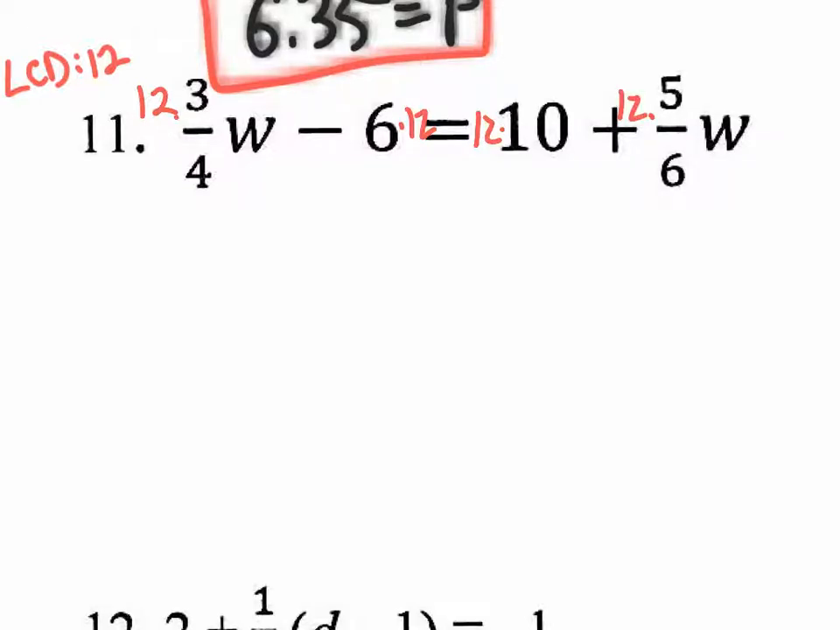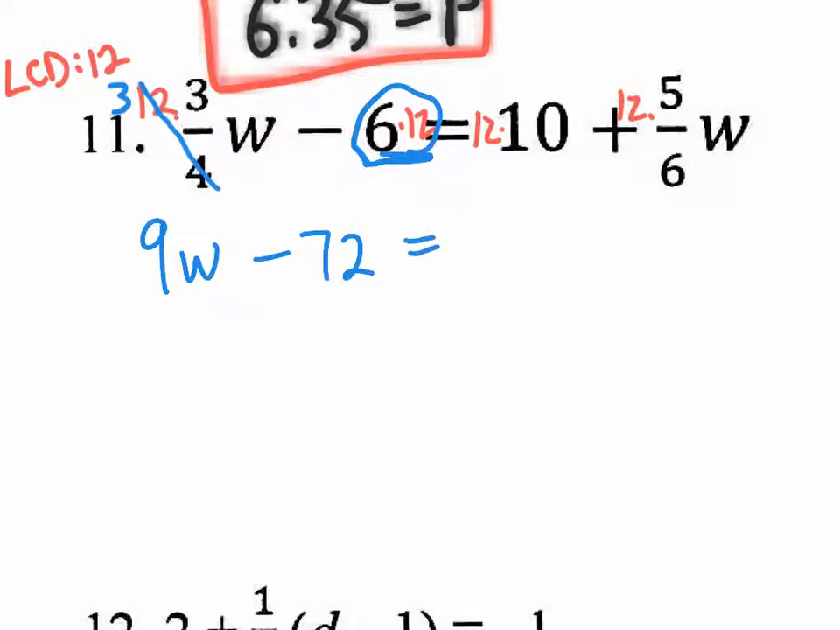So by multiplying by your LCD, your least common denominator, everything will cancel out all at once. Check it out. 12 is on top over 4. That's really a 12 divided by 4. What's 12 divided by 4? 3. So you have a 3 left over up on top. So what do we really have? We have 3 times 3 with a W. 3 times 3 is 9, of course, with the W. And then the minus 6 will become a minus 72 because 6 times 12 is 72.